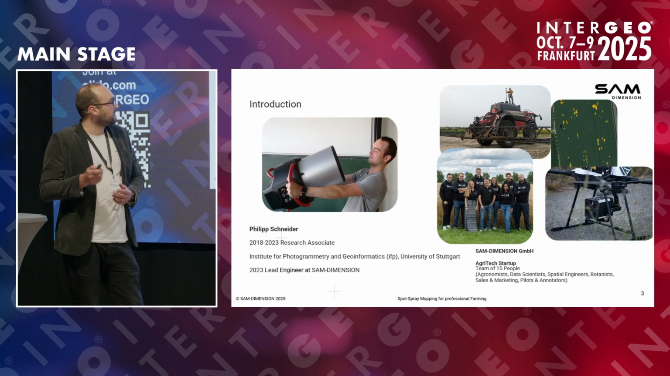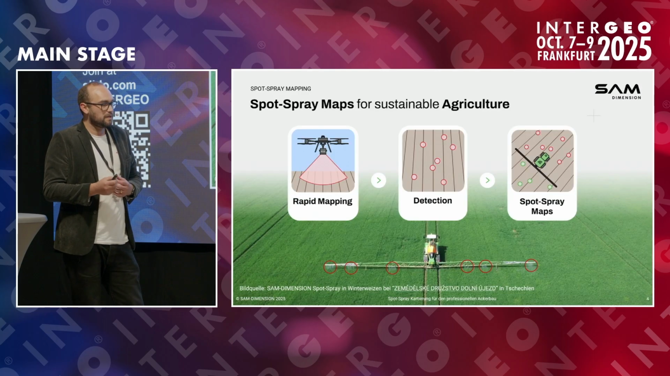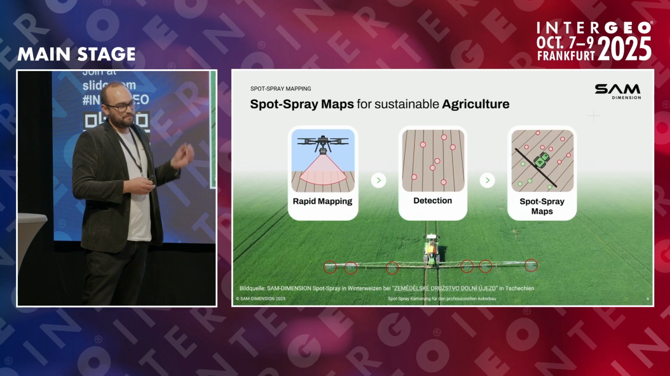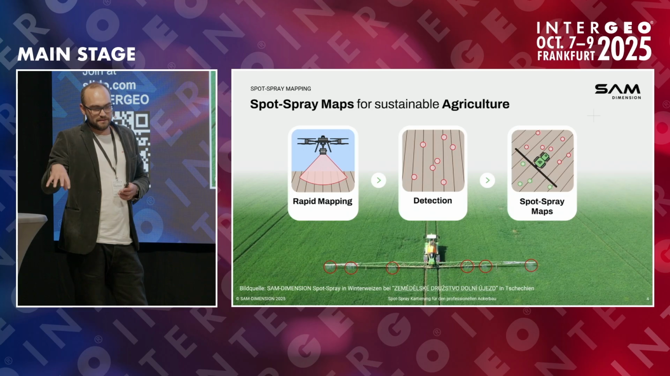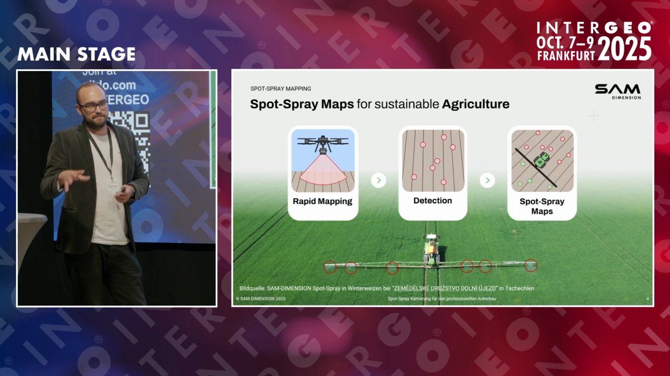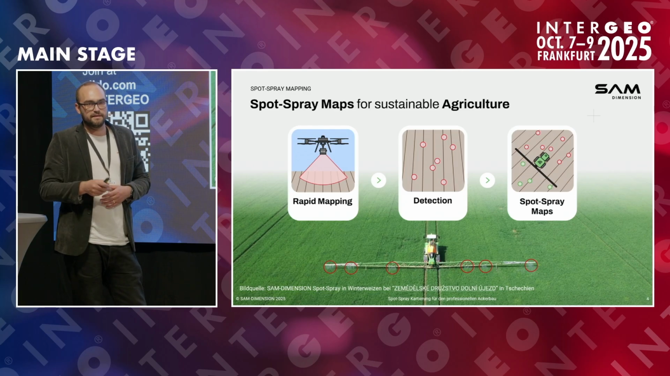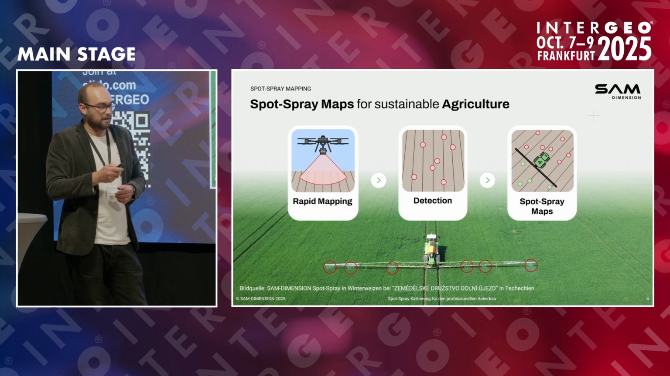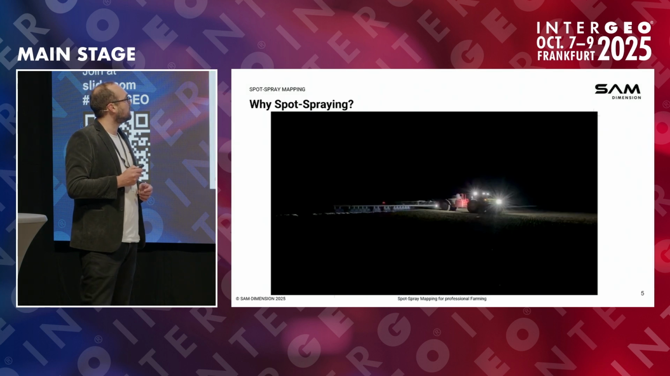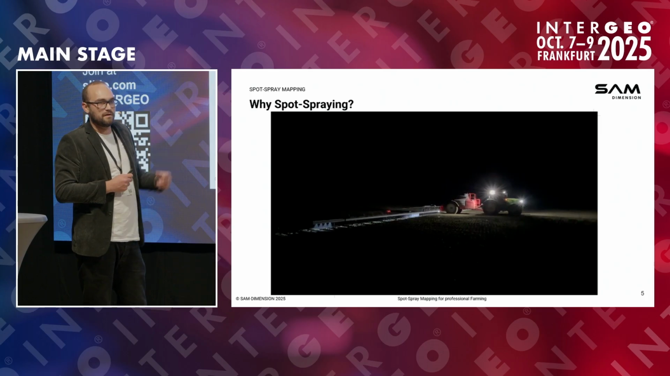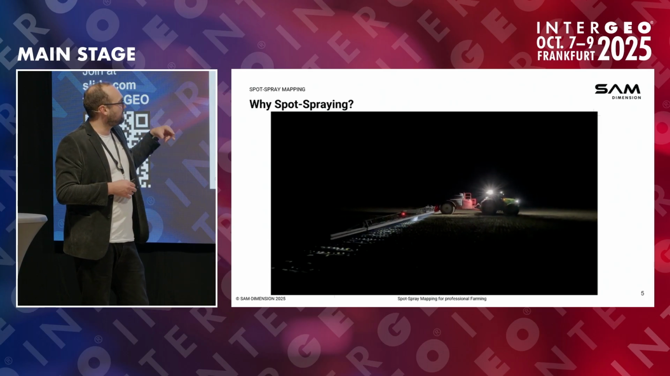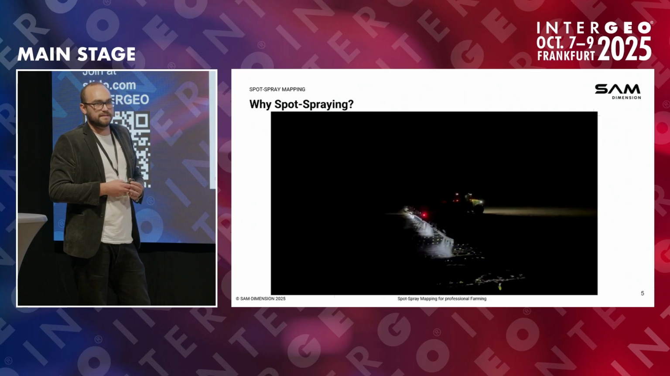And what we are doing is that we rapidly map fields with our drone technology, then detect plants in there, so single plant detection, and then provide maps to the farmer so that he can treat the weeds directly in the field where they are and only where they are. This is nicely shown in this video. Usually this long boom here with all these nozzles would be spraying constantly, but with a map from us, it only sprays where weeds were actually detected before in the field.